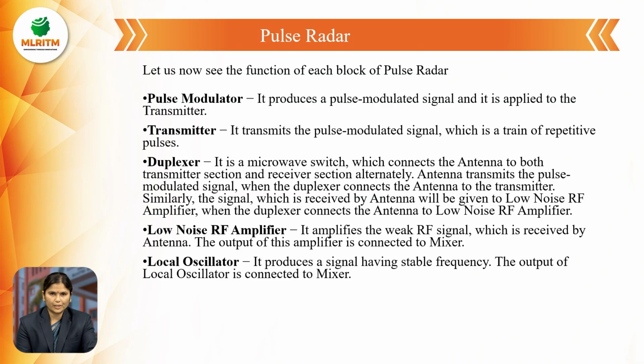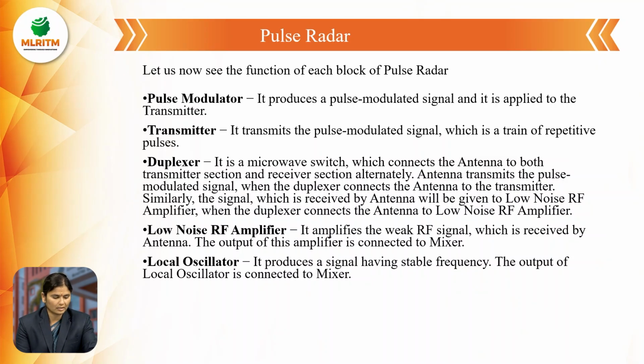By using the pulse modulator, we can generate the pulse modulated signal, and this pulse modulated signal is applied to the transmitter. By using the transmitting antenna, we can transmit the pulse modulated signals into the space, and these signals are a train of repetitive pulses or repetitive frequencies.